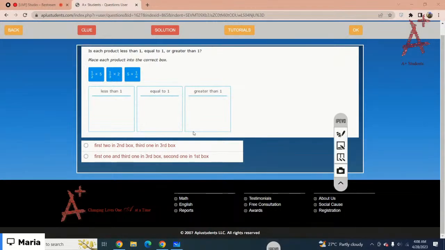Here you have 0.6, and the rest of the two are in the third box because they are greater than 1. So it would be first one and third one. No, it would be first two in second box. Yes, first one and third one in the third box and the second one in the first box. So option number 2 is the correct option. Got it?